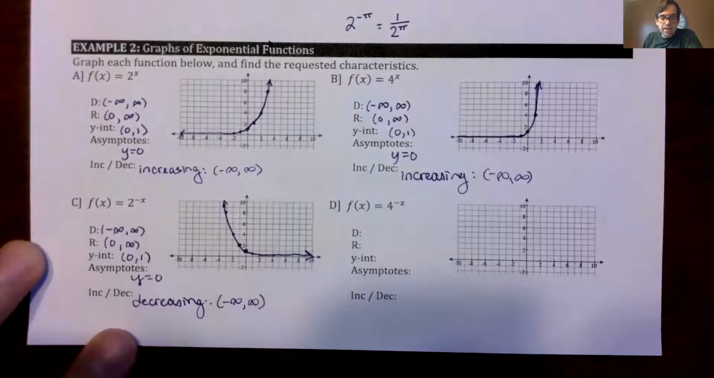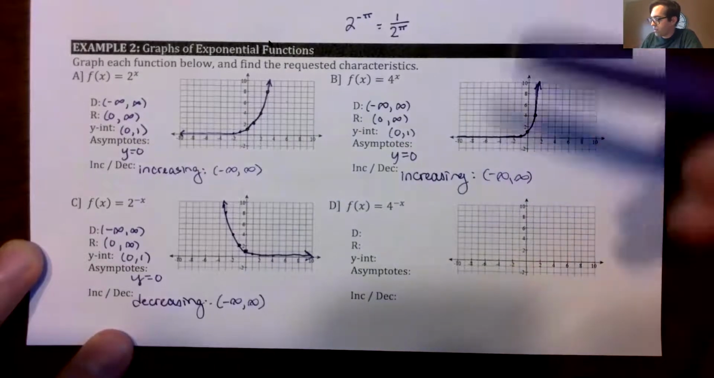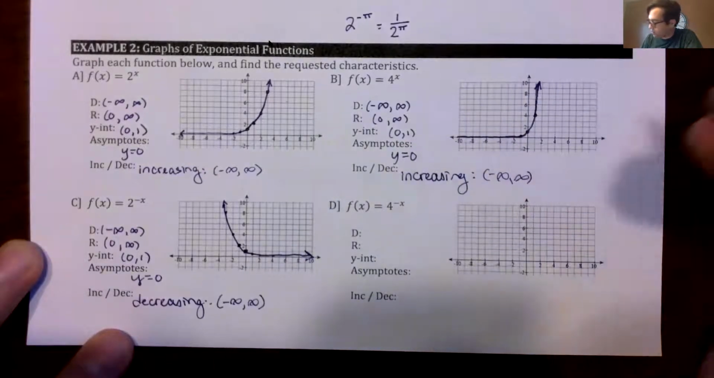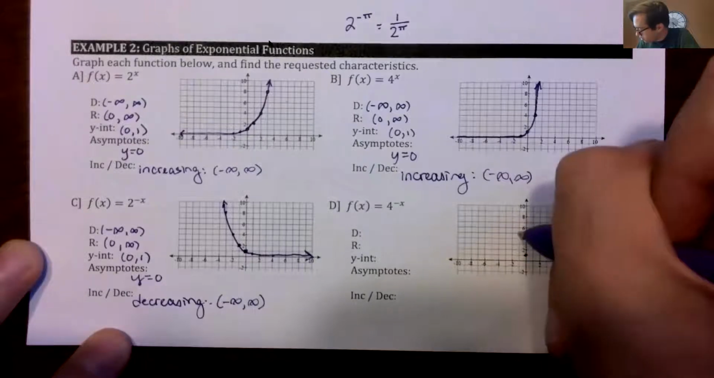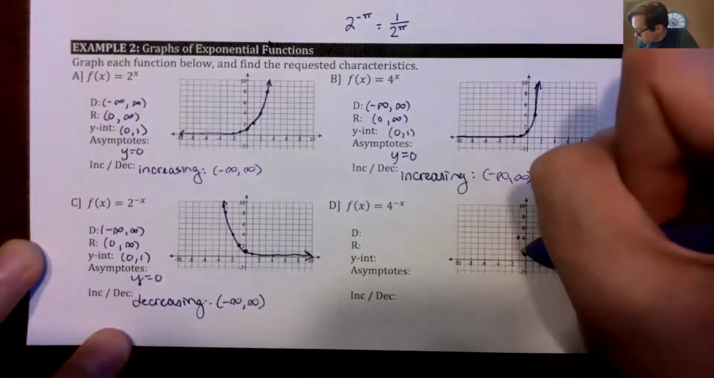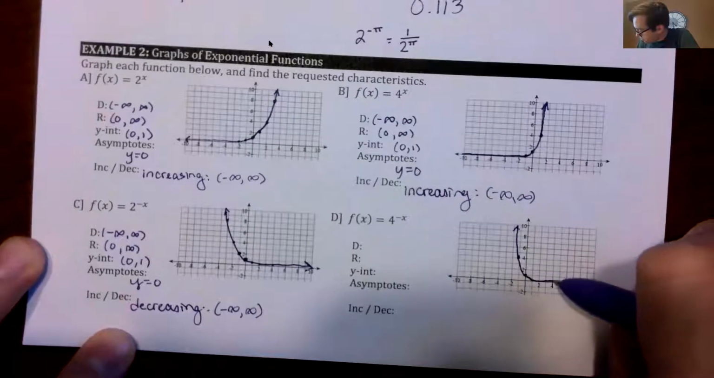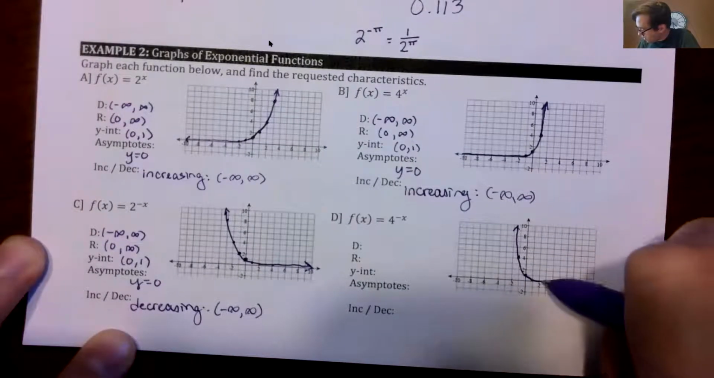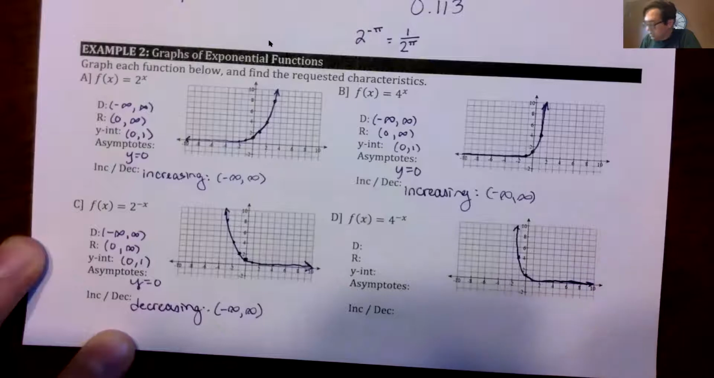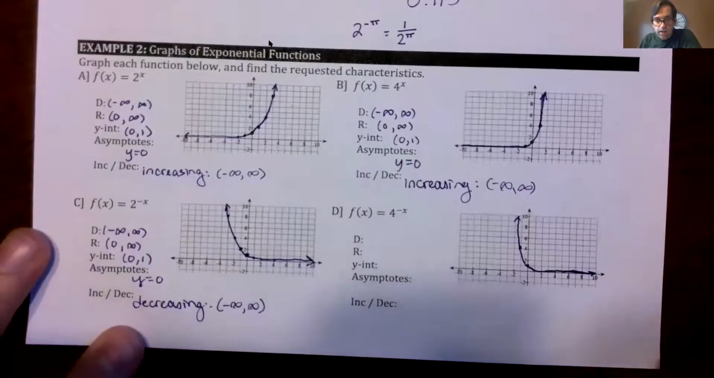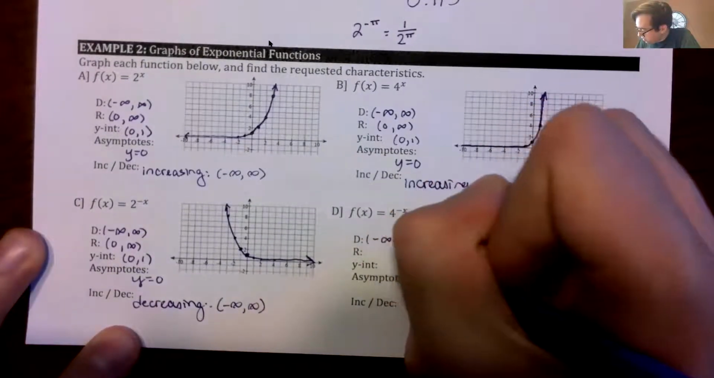And the letter D is going to be pretty much what you would expect. It's going to be just like this one, but flipped. So I'm going to sketch that real quickly for us. Okay, and the answers are going to be the same.